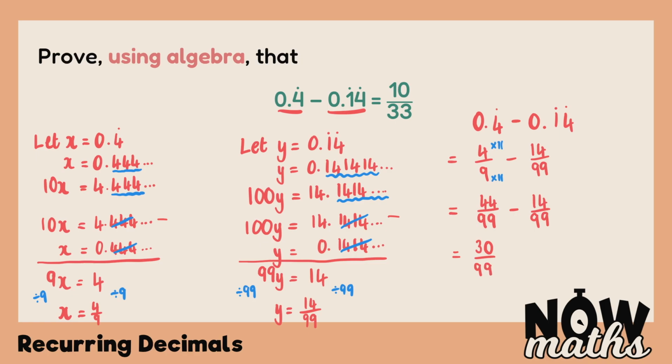And our fraction of 30/99 has a common factor, numerator and denominator, of 3. So dividing by 3 gives us 10 on the numerator and 33 on the denominator. So we have proved that 0.4 recurring subtract 0.14 recurring is in fact equal to 10/33.